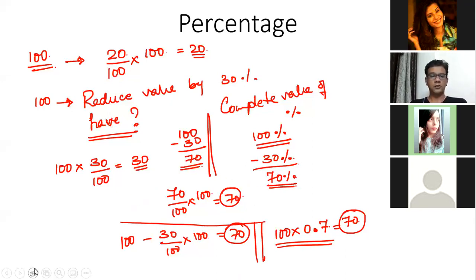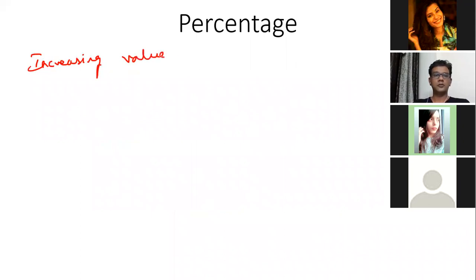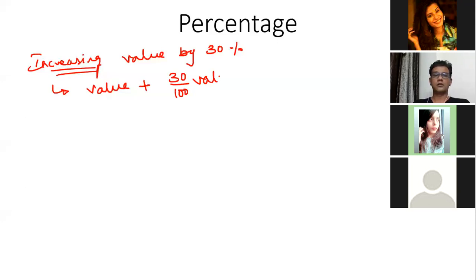Okay. So all you can do in a percentage is the longer way: let's say I am increasing a value by 30%. One way of doing this is that to whatever value I have, because it's an increase, I have to add 30% of the value. Whatever value I have, I have to increase by 30% of the value.